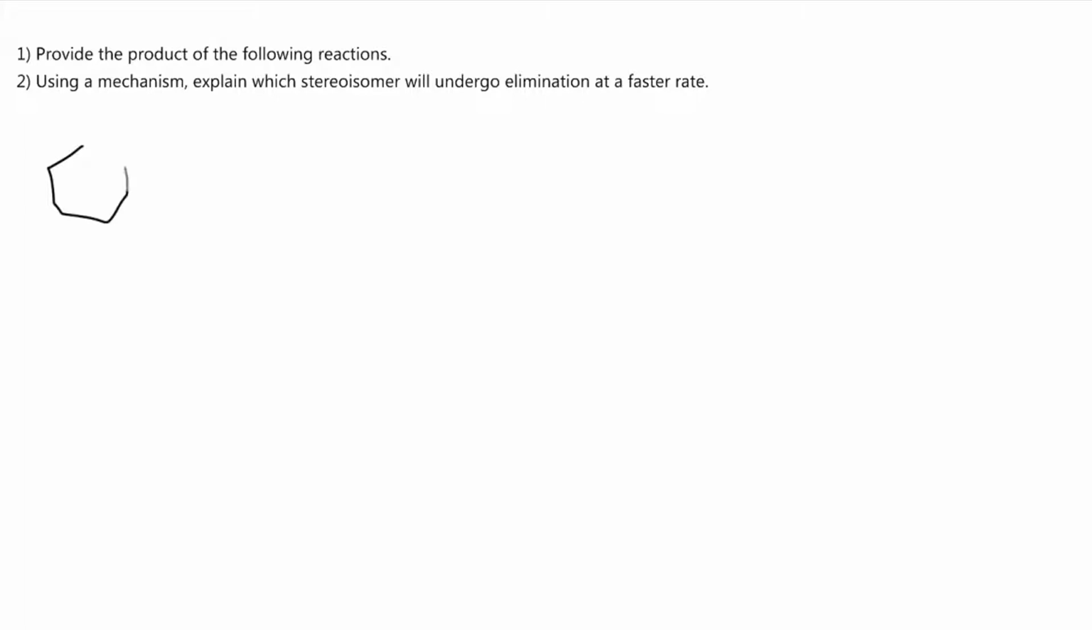So we had the cyclohexane and the bromine was on a wedge, like so. We had the CH3 groups. Okay, and the second molecule looks something like this, with the bromine being on a dash. CH3 groups are also on dashes. Okay, so let's approach the solution for this question.